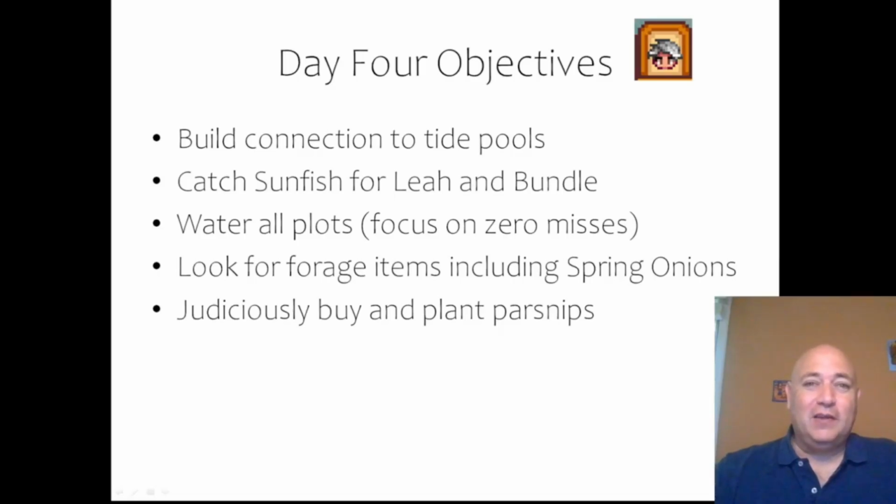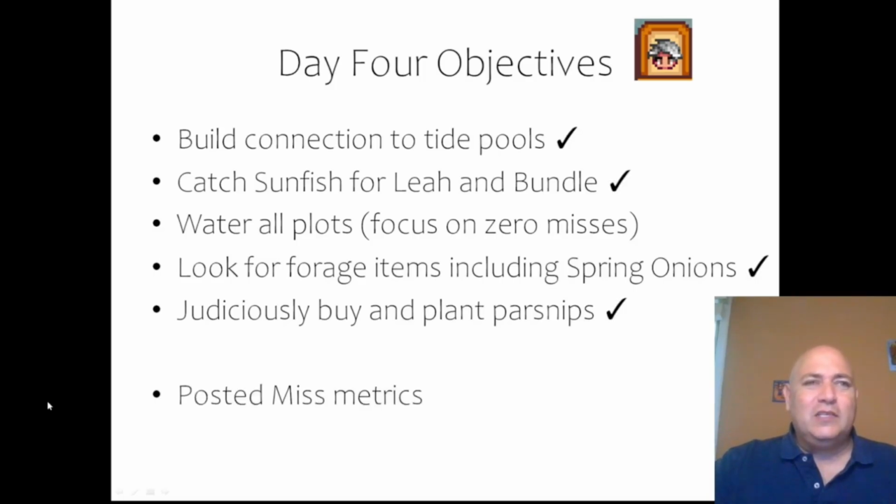Thanks, Av. That was fantastic. Let's do a little bit of an update. What we had on track, we wanted to build a connection to the tide pools. We wanted to catch a sunfish for Leah, and additionally, if we had a second one for a bundle, that'd be great. Water all plots, with a focus on zero misses. Look for forage items, including spring onions, and judiciously buy parsnip plants.